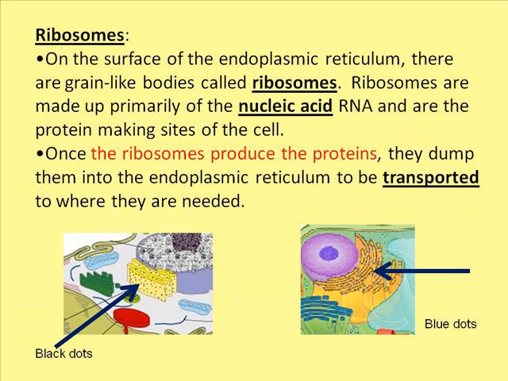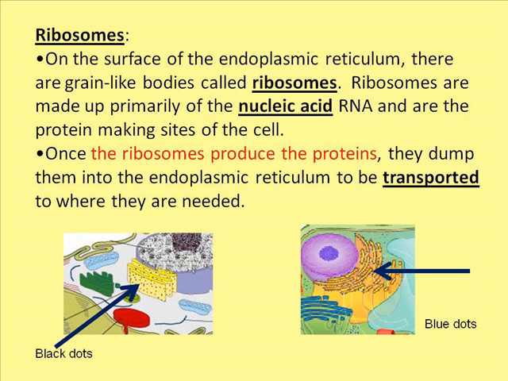On the surface of the endoplasmic reticulum are ribosomes. So in both pictures, they're the little black dots and blue dots that are on the yellow structure. These ribosomes are made up of RNA, which is another nucleic acid. That's what the NA stands for. And these ribosomes are going to be used to make protein. Protein is one of the building blocks of our body. It's what helps us grow and what helps us repair ourselves when we're injured. So protein, kind of important to have.